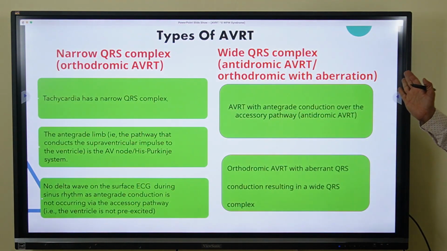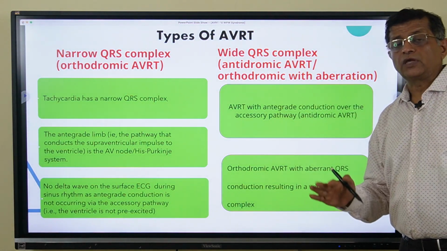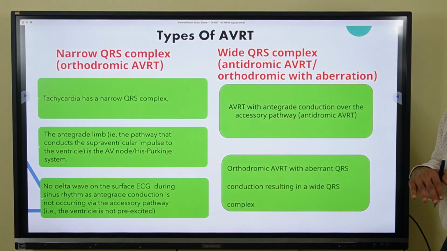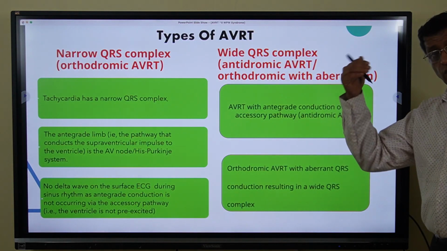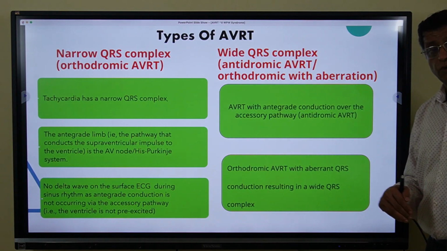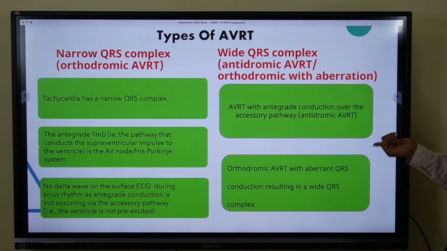In wide complex AVRTs, either it could be orthodromic AVRT with aberrant conduction in the ventricles, or it could be antidromic AVRT. In antidromic AVRT, the impulse passes from the atria to the ventricles via the accessory pathway. So typical delta waves will be seen, pure delta waves, a wide QRS complex, and it will be a long RP tachycardia.